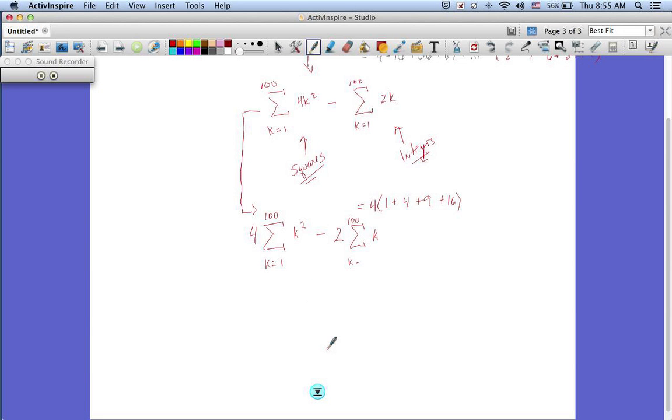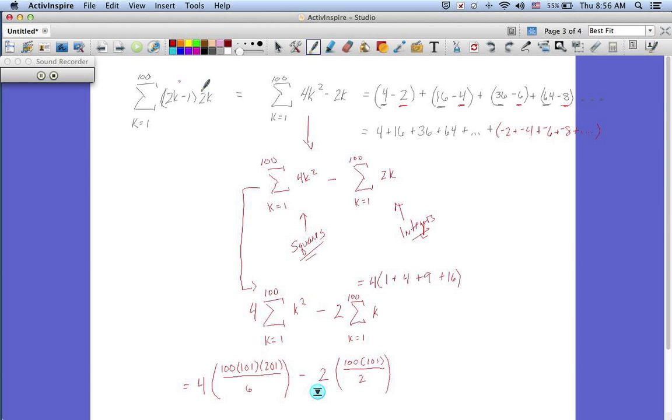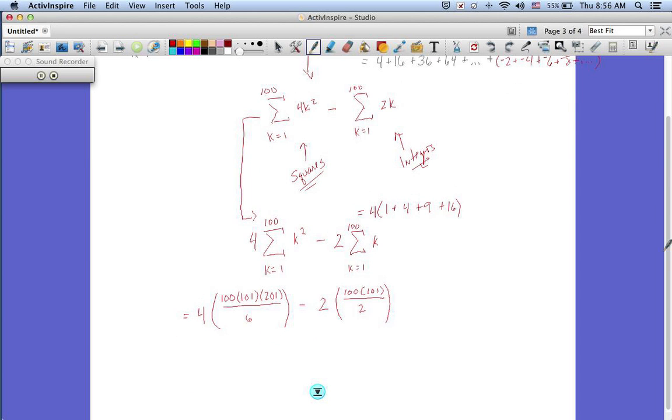Scrolling down here a little bit. So let's see what this comes out to. Our formula for the squares. Well, this equals 4 times, well, my formula for the squares is n times (n plus 1) times (2n plus 1) all over 6, minus 2 times my formula for the integers, which is n times (n plus 1) all over 2. My 1 disappeared from here. I want to go forward and backwards, see what else disappeared. Okay, my 1's back there. It looks like everything else was intact.